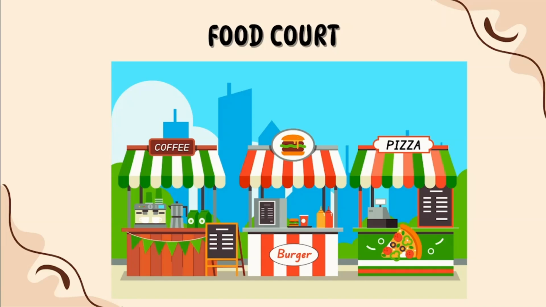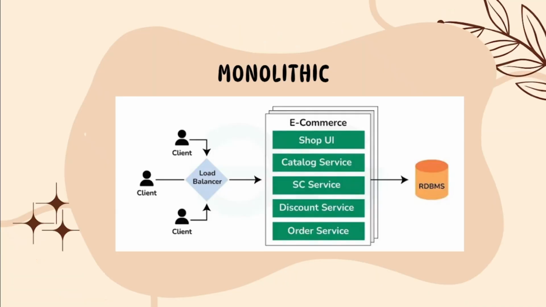So let's start with the technical words. Monolithic is a traditional architecture. For many years we used monolithic architecture. A monolithic application is built as a single unified unit. All the features like user interface, business logic, and database access are bundled together and deployed as one big piece.